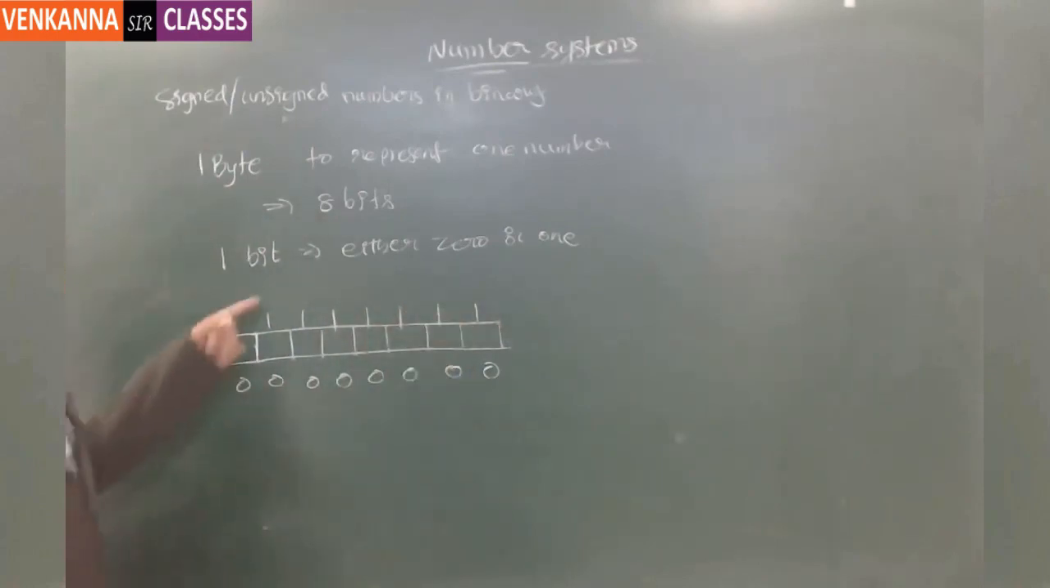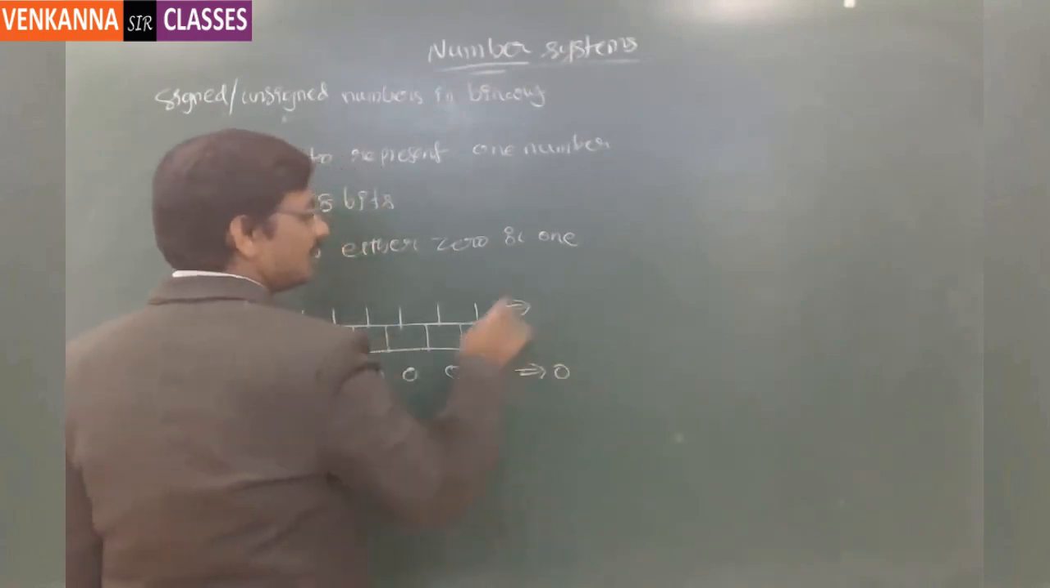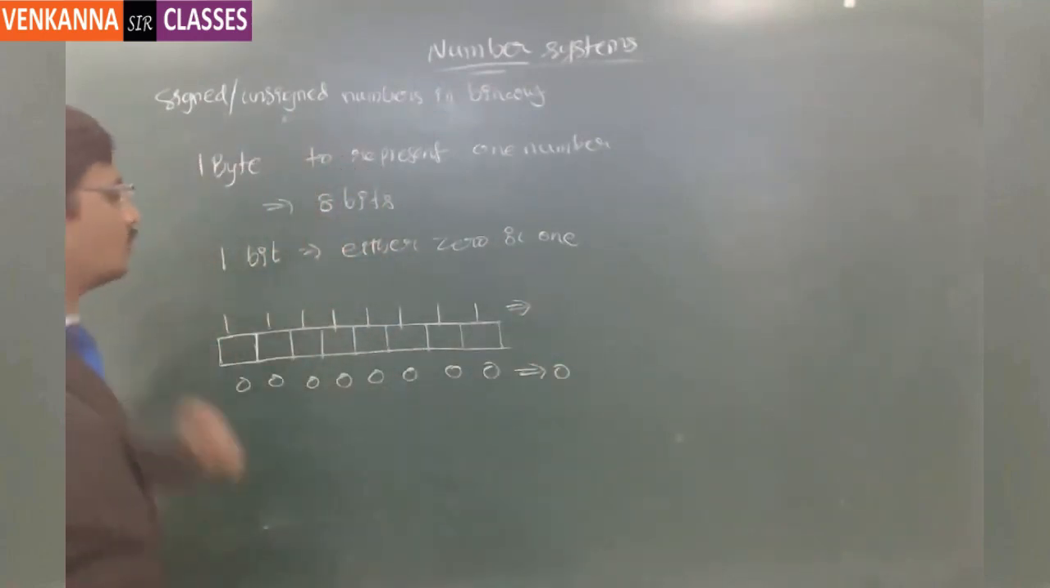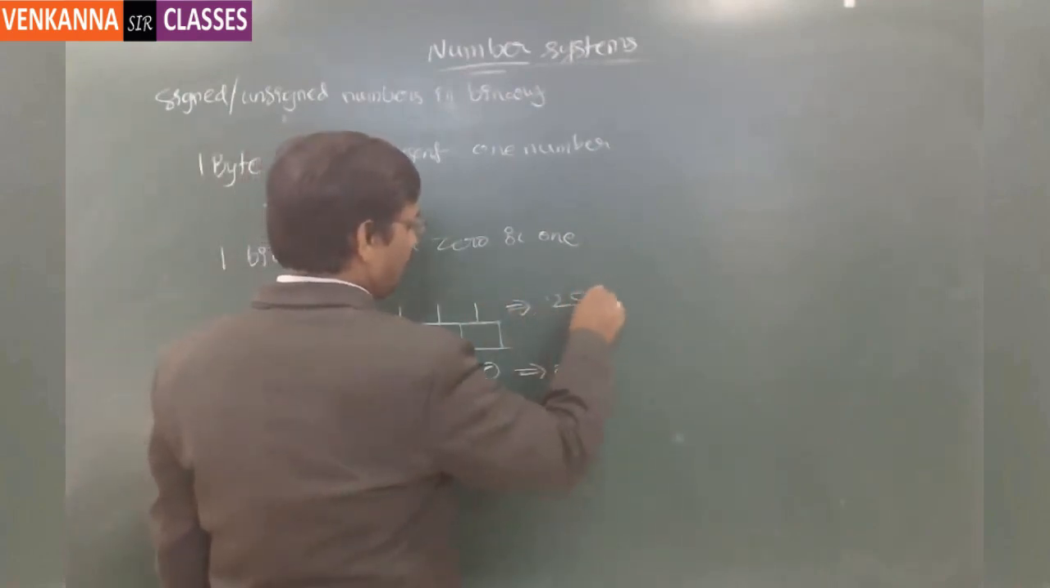So here actually this is the maximum number and this is the minimum number. I can represent with the help of these 8 positions. Now these 8 positions, if you notice, this is the decimal equivalent of 0 and this is going to be 255.